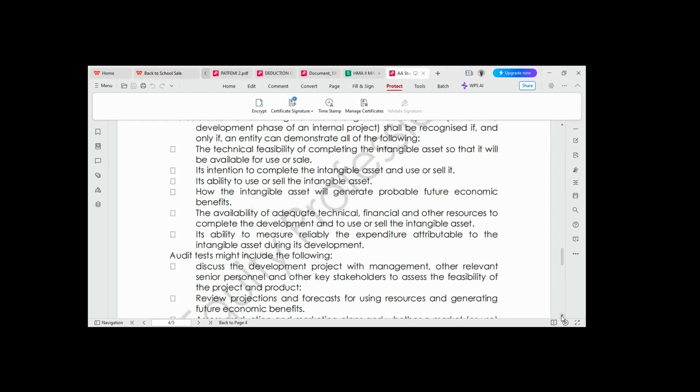So if a company is a manufacturing company, and they are trying to produce a new product. Now, in the course of production, most of these manufacturing companies always have a research and development department. The essence of the research and development department is to come up with and conceptualize new ideas.